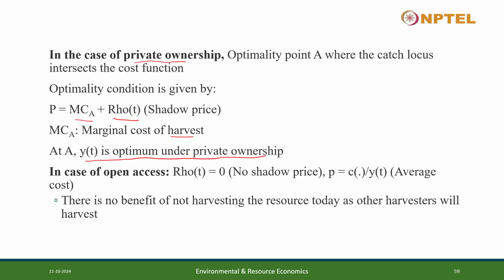Now in the case of open access, there is no shadow price. Rho t will be equal to 0. So there is no marginal benefit of keeping the resource for the future. So price will be given by cost upon yt, that is the average cost, rather than price equal to marginal cost plus rho t in the case of private ownership. So there is no benefit of not harvesting the resource today, as anyone else will do.